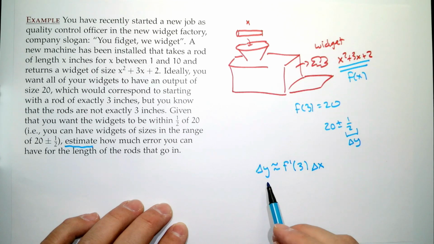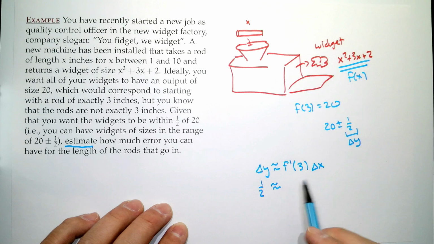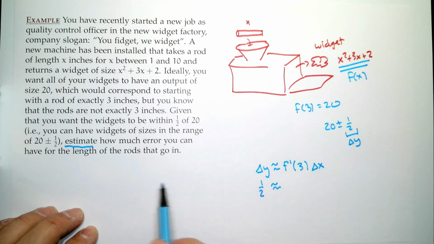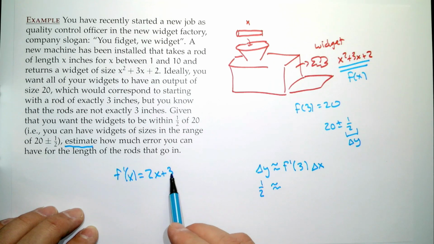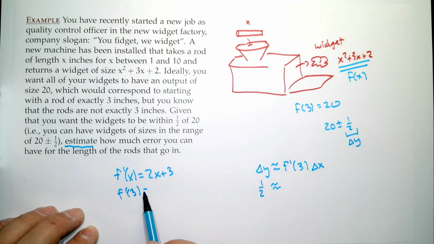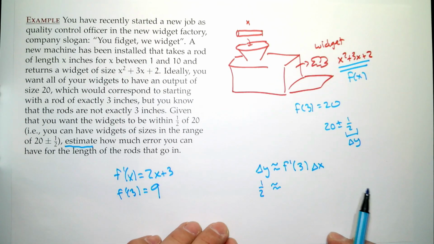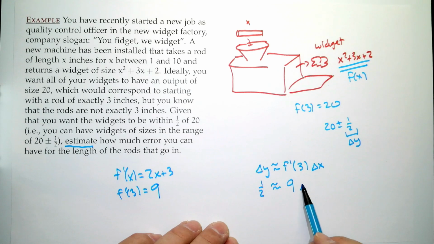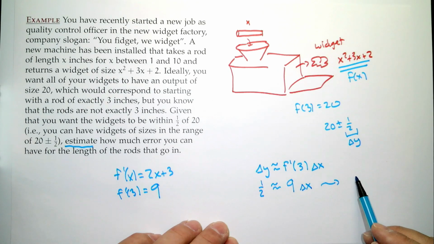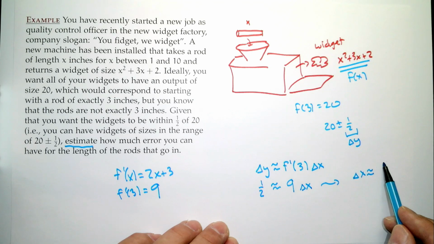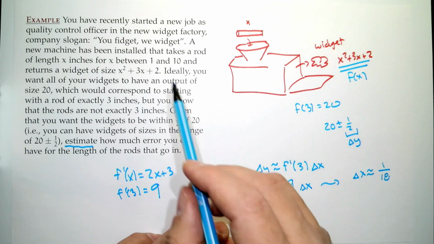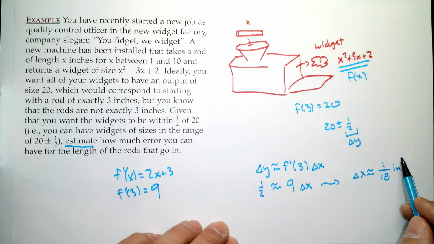We know the change in y, that's a half. What is f prime of 3? Well, what is f prime of x? It's 2x plus 3. So f prime of 3 is 9, right? 2 times 3 is 6, plus 3 more makes 9. So 1/2 is approximately 9 times the change in x, and therefore the change in x is approximately 1/18. 1/18 what? Well, the units of x, 1/18 inches.